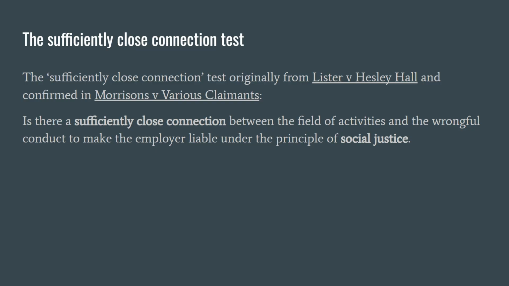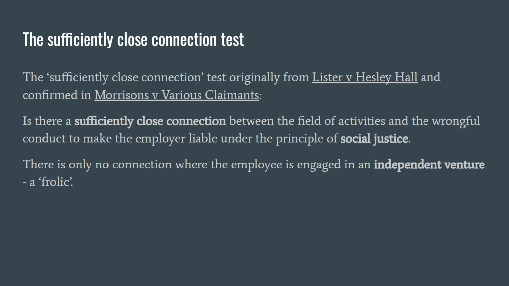This means that there's going to be liability even if the employee is misusing their position, if they're ignoring specific instructions, or even if they are committing a crime or acting criminally. As long as you can show that there is a sufficiently close connection between their job and the wrongful conduct, that it would be just that the employer would be liable, then there will be vicarious liability. The only time that there would be no liability and no connection is where the employee is engaged in a completely independent venture, what is called in the old law a frolic of their own. So it's worth bearing in mind that more often than not, there is going to be vicarious liability.